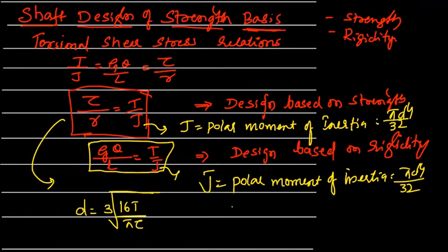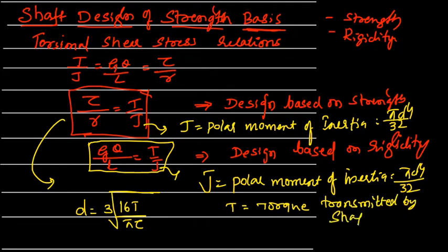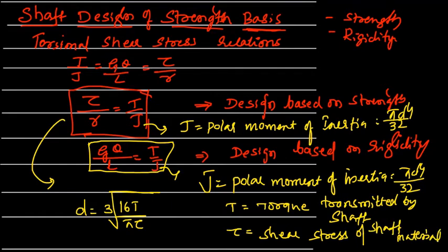So now in this case, T is the torque transmitted by the shaft. Tau is the allowable shear stress of the shaft material. Now, if you know the torque and you know the tau, you can directly calculate the diameter of the shaft.